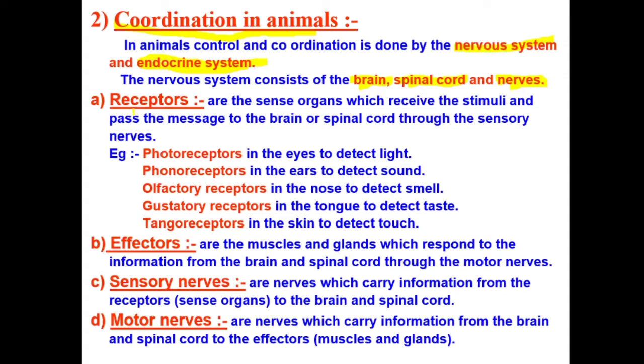Let's take an example. Suppose in your home, the water is leaking from your basin. You see that the water is leaking from the basin. What do you do next? You go to your mother and tell her that the water is leaking from the basin. Now what does your mother do? Your mother calls your father: look, the water is leaking from the basin.